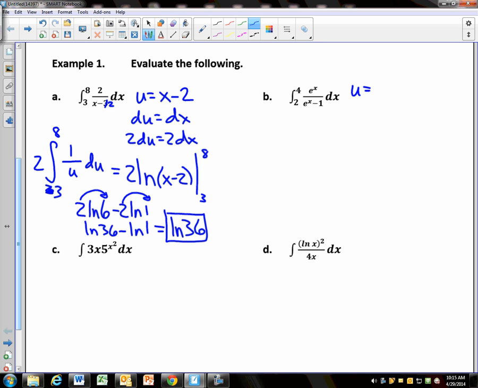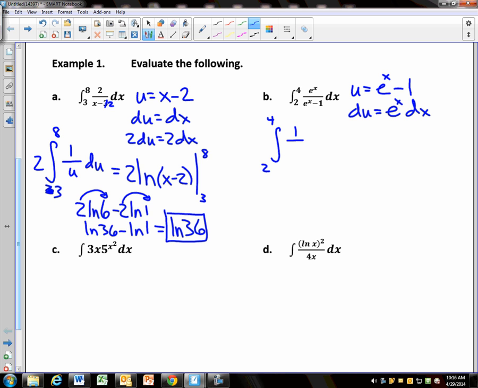Anybody want to guess what u should be? What is du? dx. Do you have an e to the x dx? You do, so you can make the straight up integration, or substitution. What is my new integral?